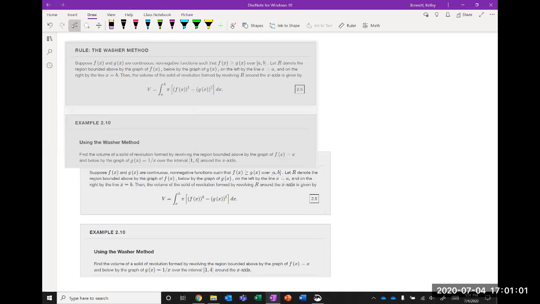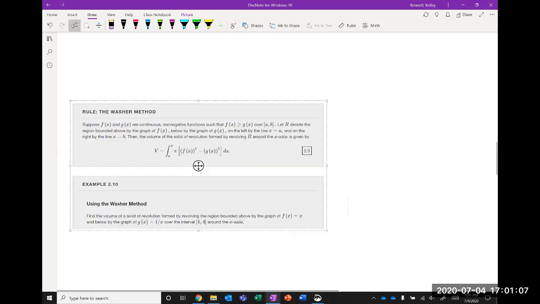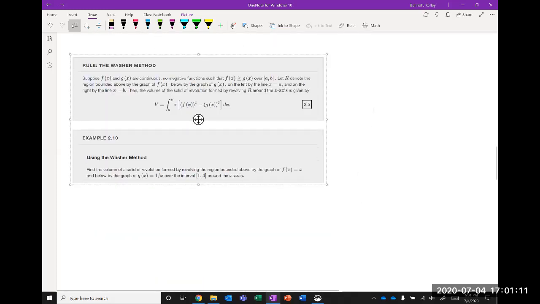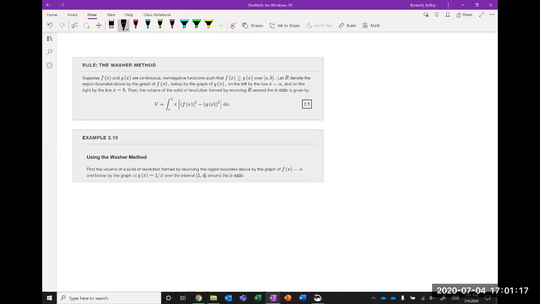Now we're going to go into the washer method. So I think earlier I said, okay, disc is kind of like a whole quarter, a whole hockey puck. So now what I want to do with the washer method is I want to say, all right, well, what if I have kind of like a missing chunk in the middle? So in general, if I have a washer, then this is really just the same thing as taking the washer, but kind of like in disc form.